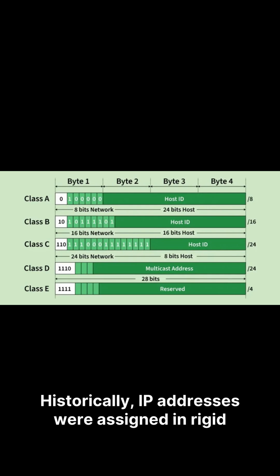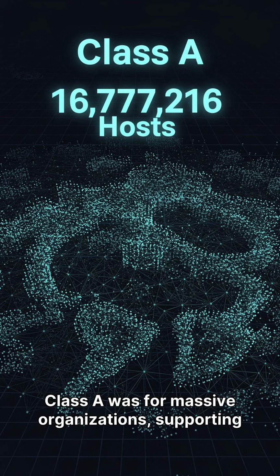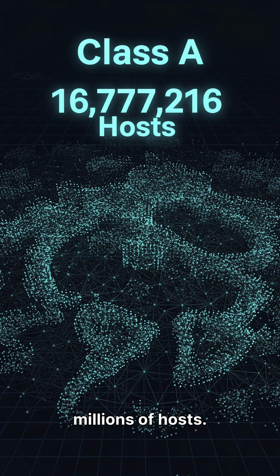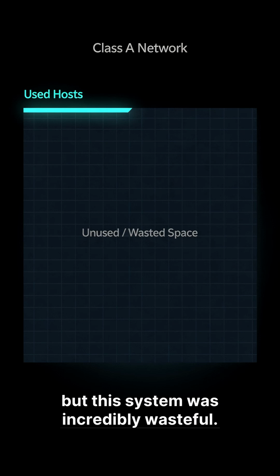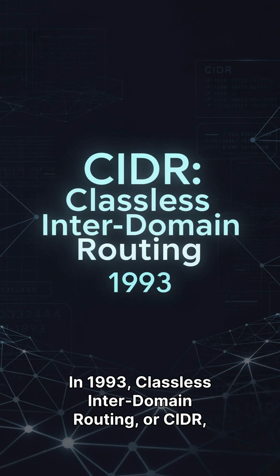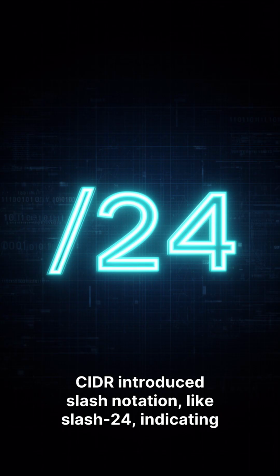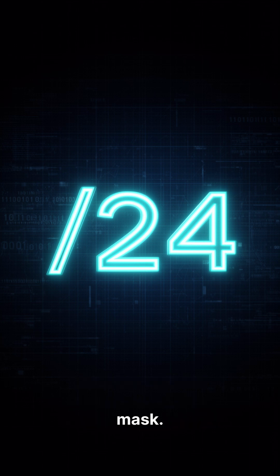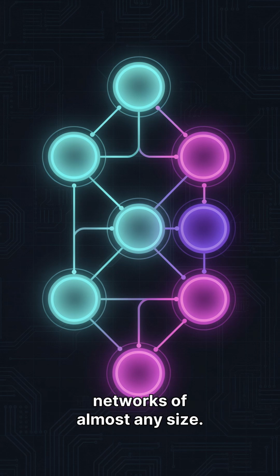Historically, IP addresses were assigned in rigid classes, A, B, and C. Class A was for massive organizations supporting millions of hosts. Class B and C offered smaller blocks, but this system was incredibly wasteful. In 1993, classless interdomain routing, or CIDR, changed everything. CIDR introduced slash notation, like /24, indicating how many bits are ones in the mask. This gave administrators the flexibility to create networks of almost any size.